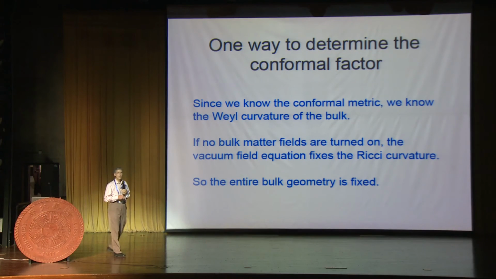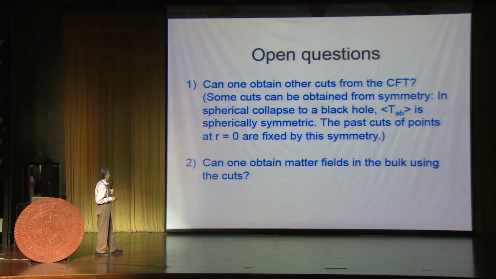But since we only need to determine one function, this conformal factor, you don't need the full set of Einstein's equations. You only need one component of it. So with some small amount of information about the bulk equations of motion, at least in this vacuum case, you can completely fix the metric and determine the conformal factor.